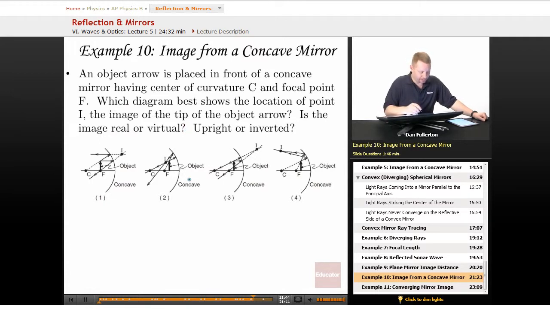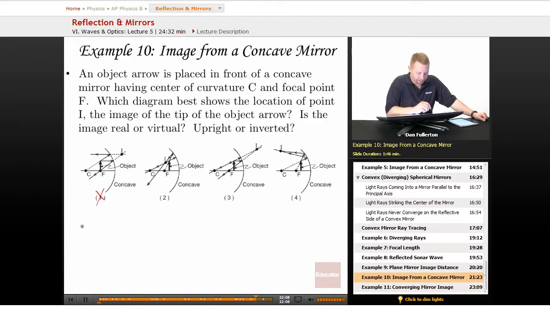Now let's take a look here. In this first one, we have the ray parallel to the principal axis coming back through the focal point. We have the line from the center of curvature coming back that way. But I don't think that's going to work. Let's take a look. We've got a line from the center of curvature going through here in parallel. That's not how that works.